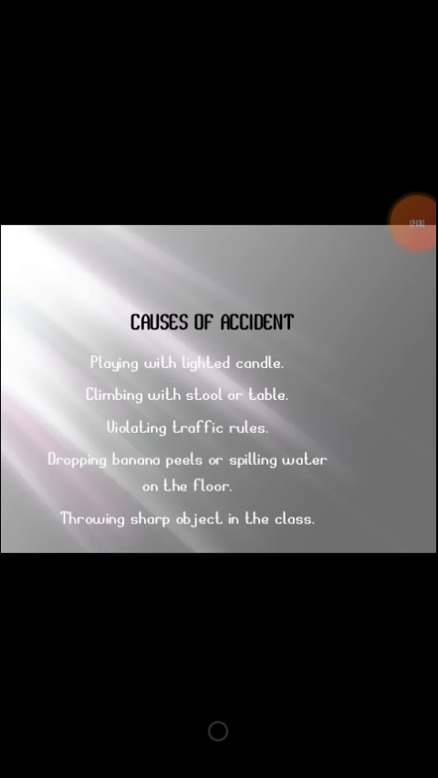Also, when you violate traffic rules, we all know that our traffic sign says red means stop, yellow means ready, and green means go. So when you are expected to stop, if you don't stop and an oncoming vehicle is coming, an accident can occur.